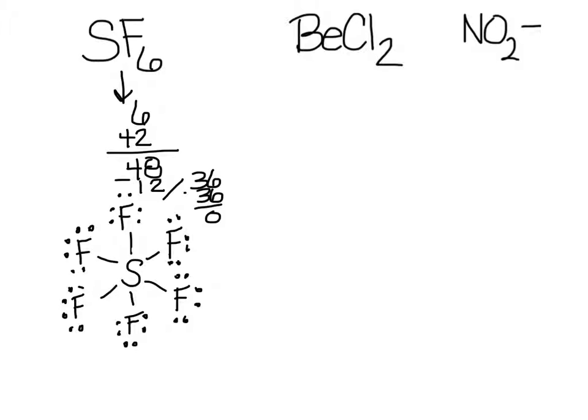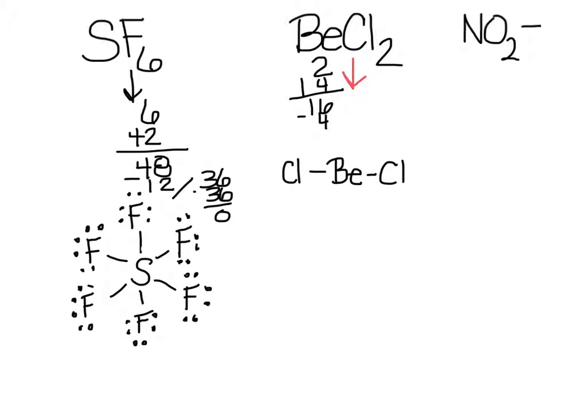Alright, let's look at our next one. Beryllium dichloride. Alright, so beryllium has 2 electrons. Chlorine has 7. There's 2 of them. That's 14. We're going to place 16. We put our beryllium in the middle. Put our chlorines on the side. That's 4 that we've placed so far. Alright, so we need to place 12 more.